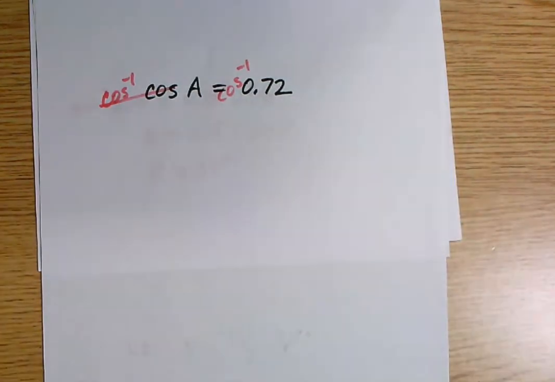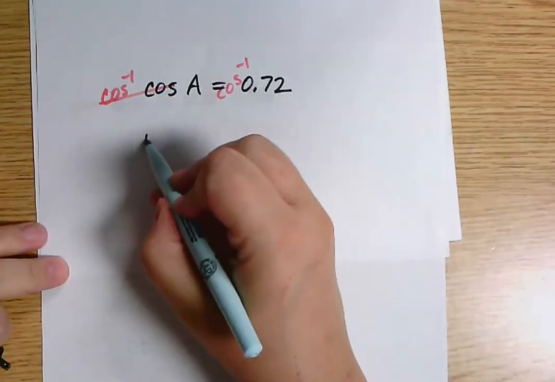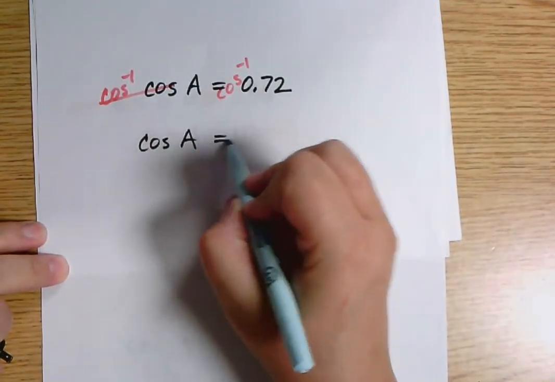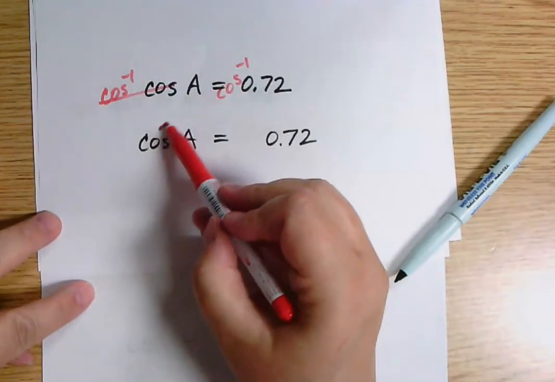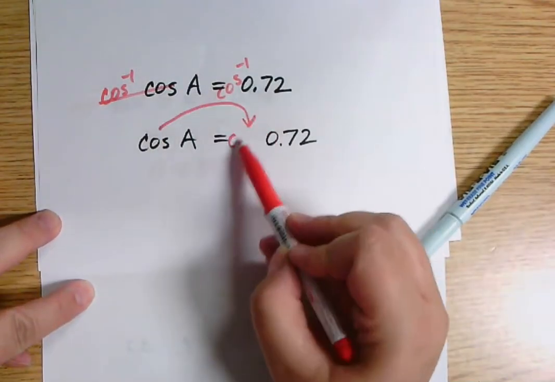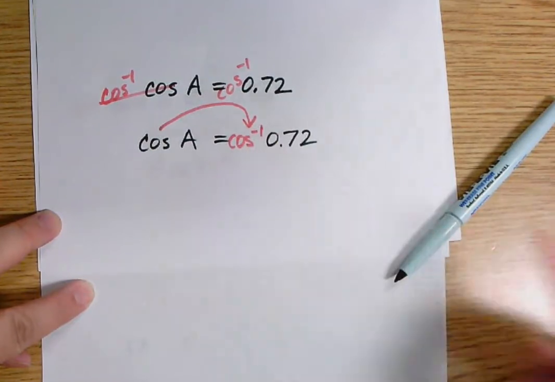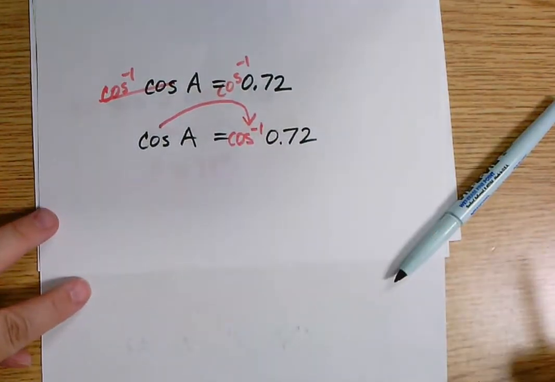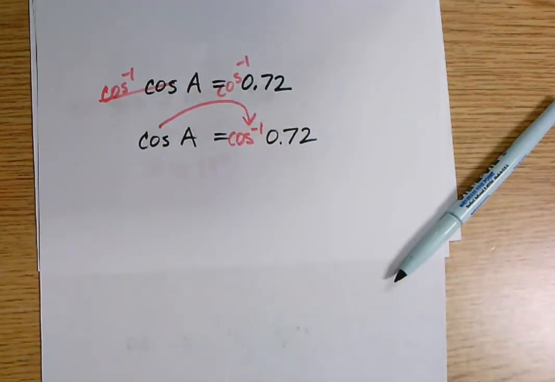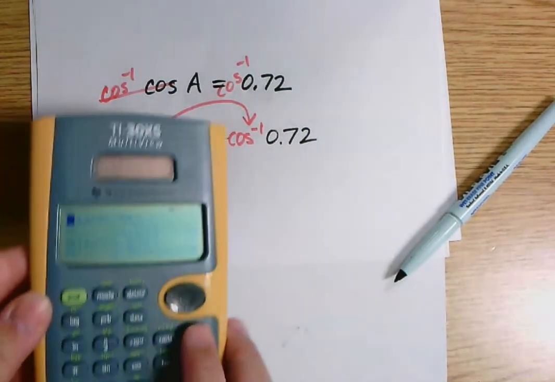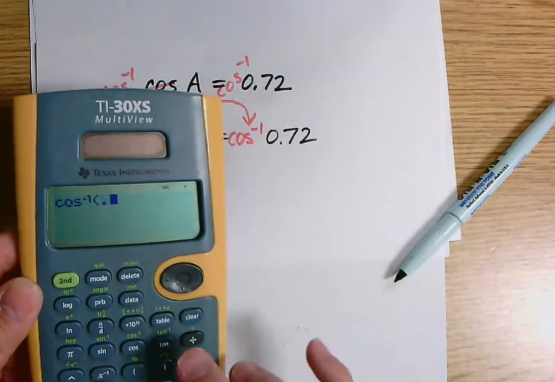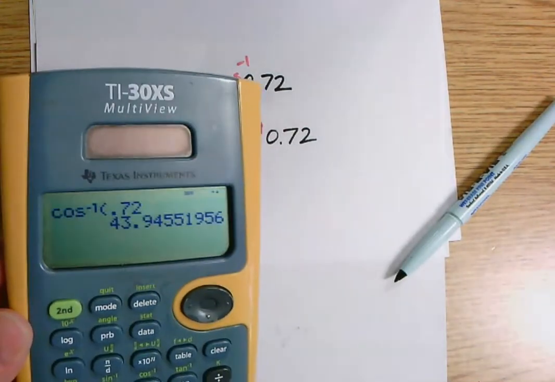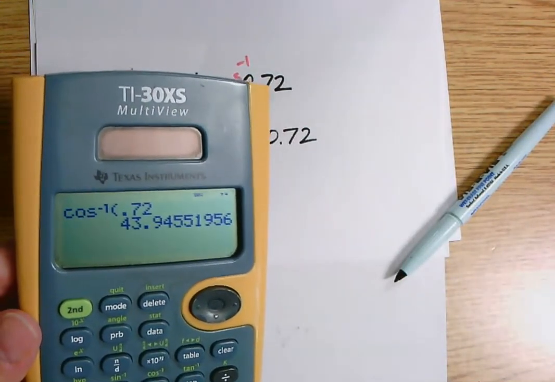Another way of thinking of it is it's almost like the cosine has to get away from the A, so we move it over here, but moving it across the equals makes it an inverse cosine. It's another way of looking at it. So in this case, my angle A would be inverse cosine of 0.72, which is 43.94 degrees, so about 44 degrees.